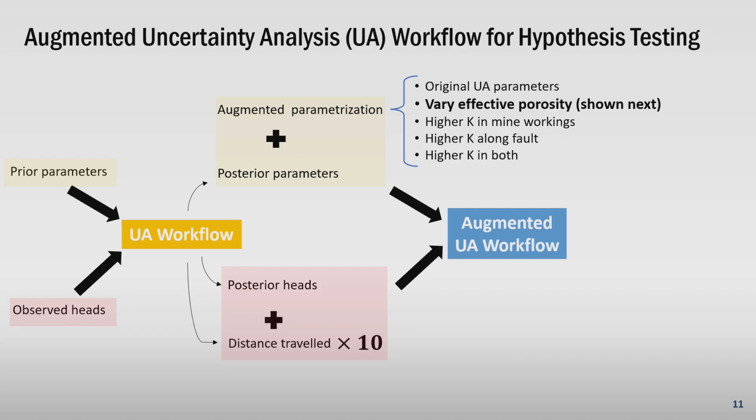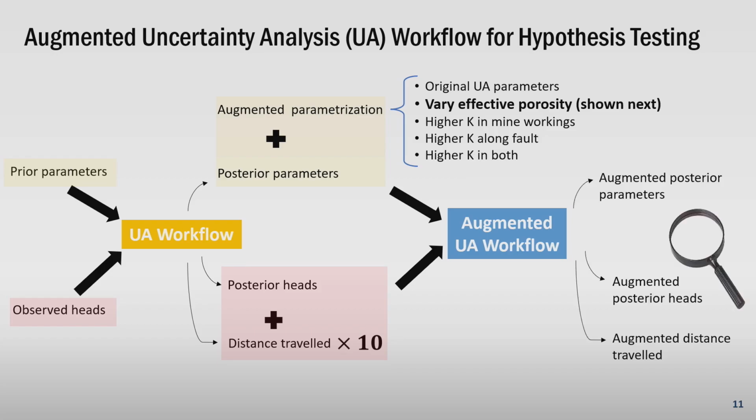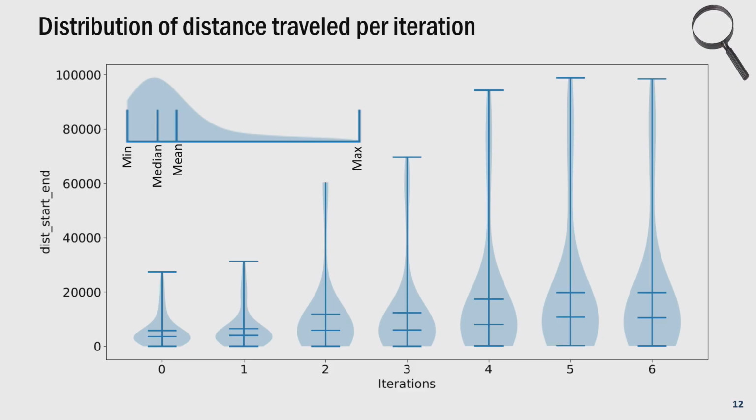But after doing that, we continue pushing the model, trying to crash it against this iceberg of the unwanted outcome. We increase the K in the main workings area. We increase the K along the fault and in both. And that was the fun part. That's where we can include that. And then after augmenting the workflow, we obtained our augmented posterior parameters, our augmented heads, and our new statistics. And then that's the part where we proceed to examine the effects of these hypotheses. Okay? So let's now look at the results.